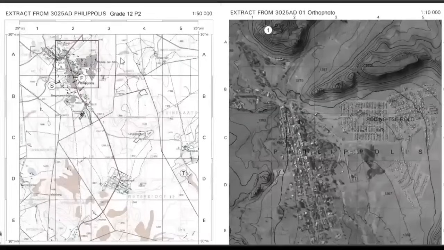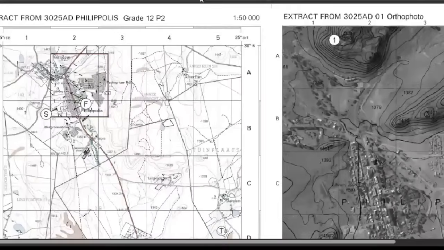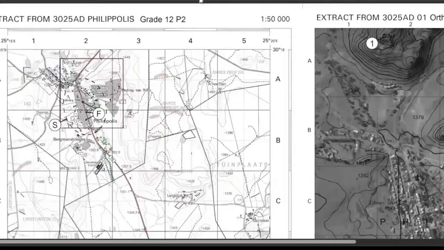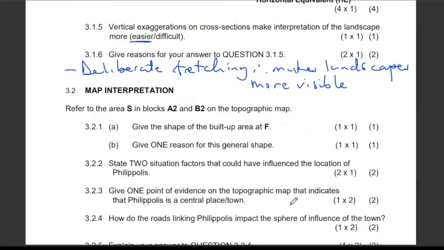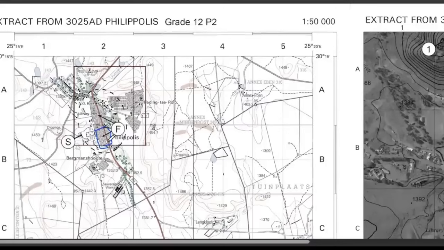Right, try to enhance our map. Try to enlarge it and try to see the features which we want to. All right, area F, we are looking at this particular area here. We mapped the built-up area, this one here. That's the built-up area. So the question is saying, give the shape of the built-up area. What shape is being portrayed by this built-up area, which is labeled F?